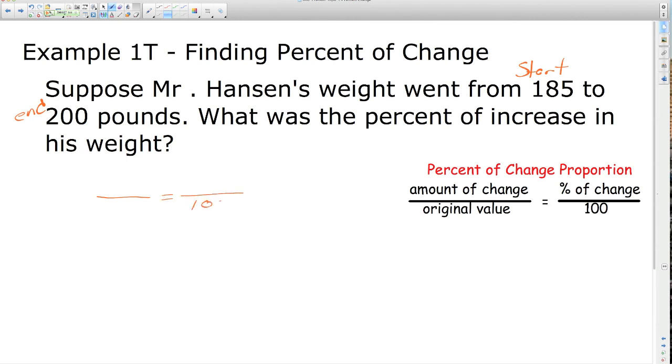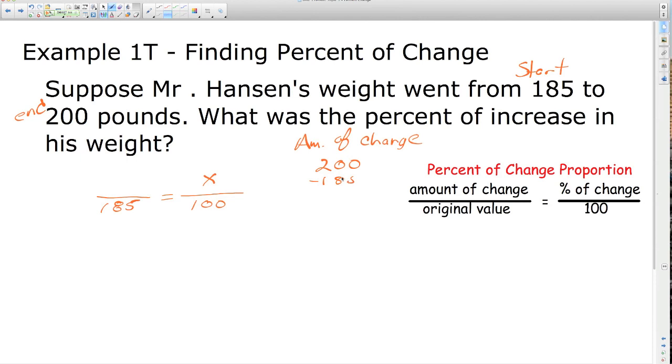we're asked to find the percent of change. What is the percent of increase? So x over 100 on the right hand side. On the left hand side, the original value, or Mr. Hanson's original weight, is 185. What we have to calculate is this amount of change. And we get that by going 200 take away 185.